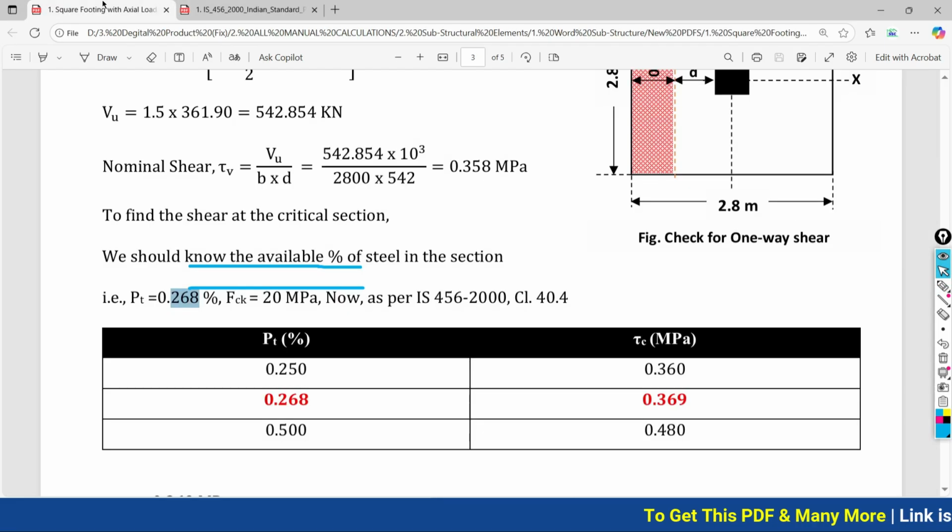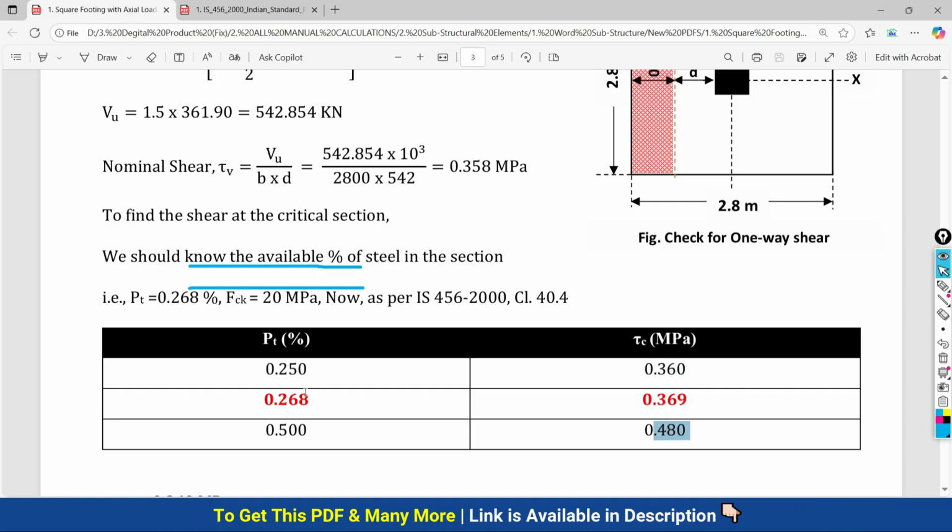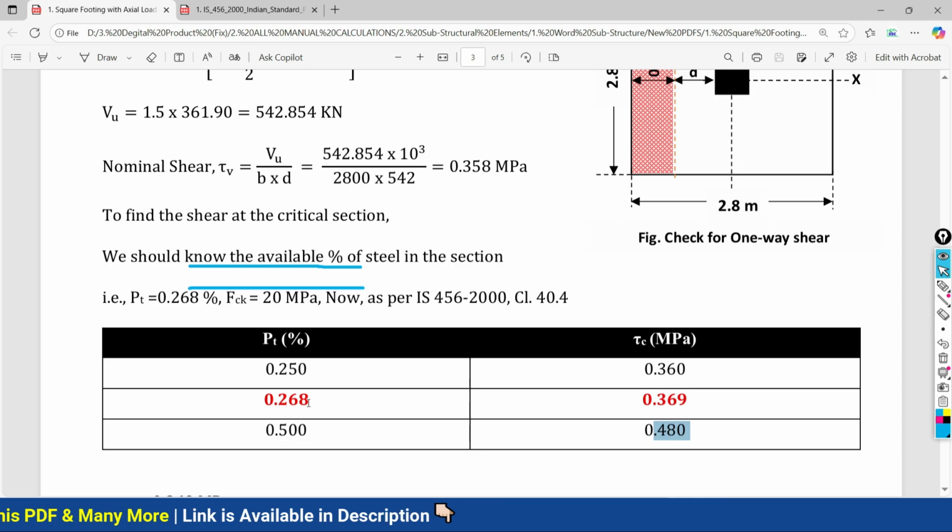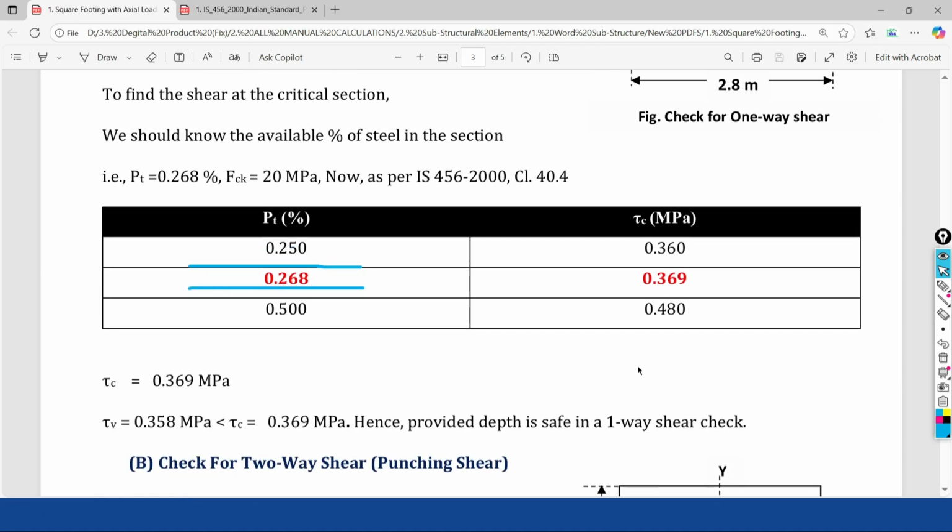Here, for 0.25, the value is 0.36. For 0.5, the value is 0.48. And our objective is to calculate the tau c value for the percentage of 0.268. I am not going to discuss how to do the linear interpolation, you can do it. By doing the linear interpolation, the value of tau c is coming out to be 0.369.